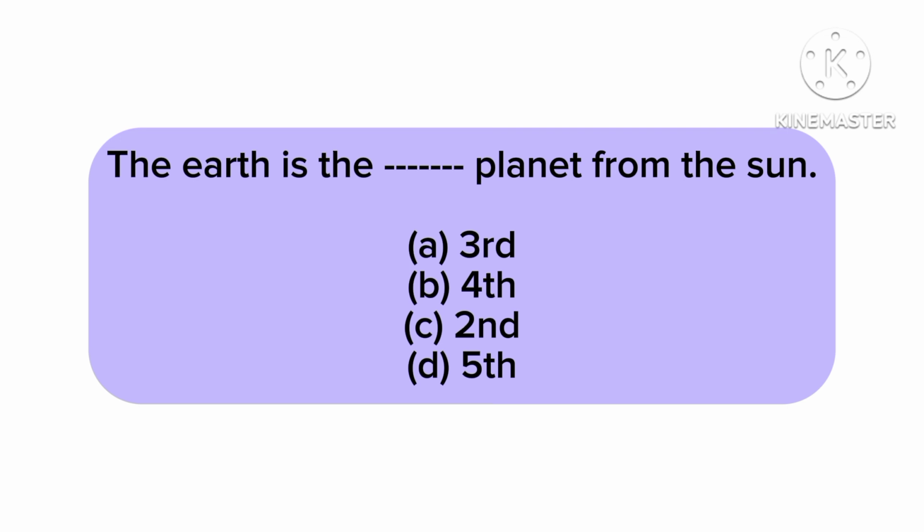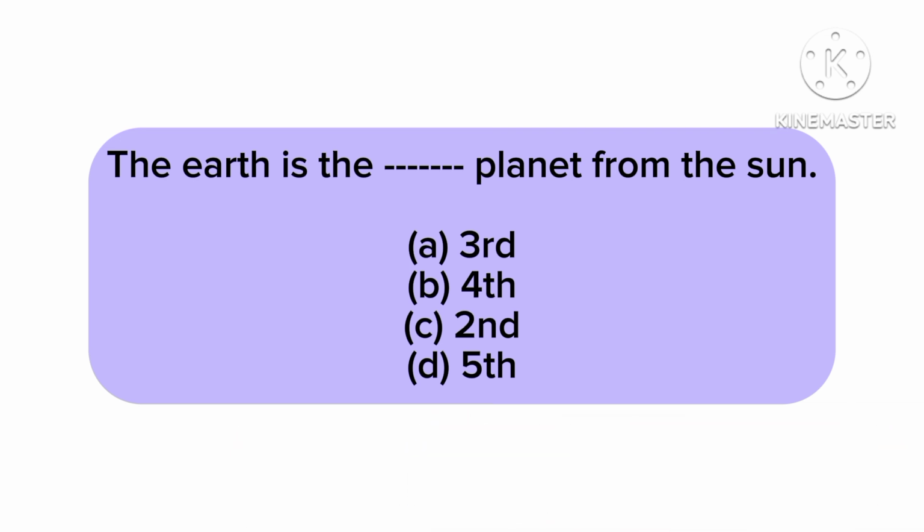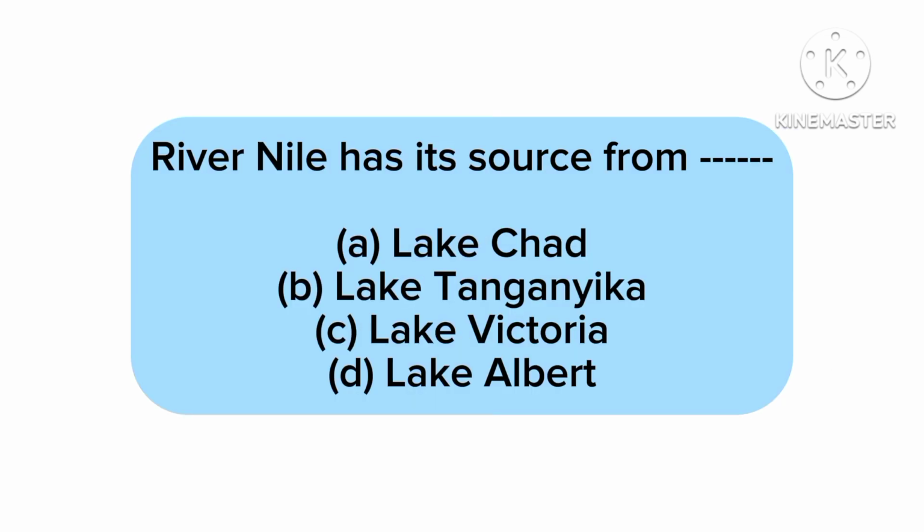Now the next question: the Earth is the dash planet from the sun. You guys already know this. The Earth is the third planet from the sun.